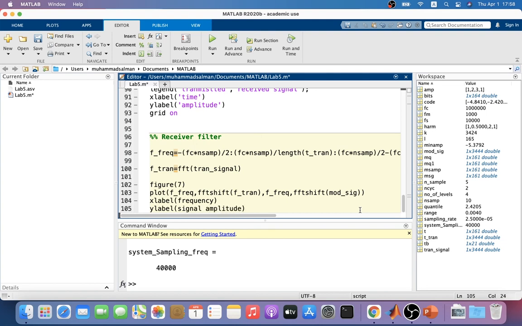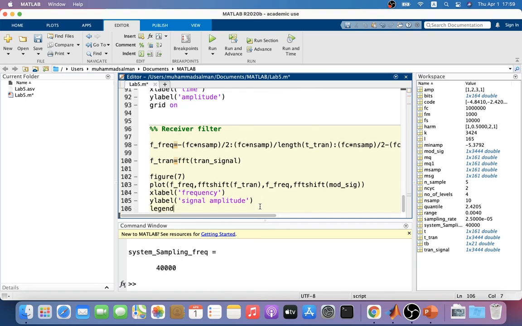So please remember, I haven't done the filtering yet. I just want to show you how the signal looks like, the transmitted signal and the received signal, sorry, they have to be in the quotes. And then I will make the legend, and the legend is the modulated signal and received signal.